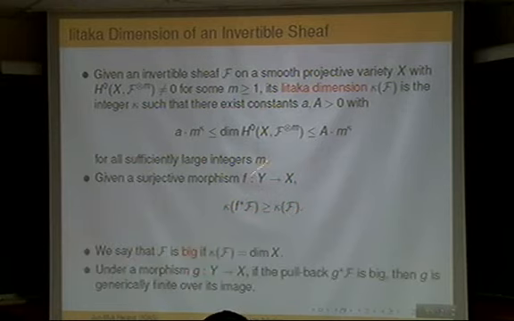Now we say that an invertible sheaf is big if its Kodaira dimension is equal to the dimension of X. And then it's easy to see this also. Suppose you are given a morphism. If the pullback of some invertible sheaf is big, then this implies that the morphism must be generically finite over its image. Because to be big, it has to grow at least this much, which means that it's generically finite.